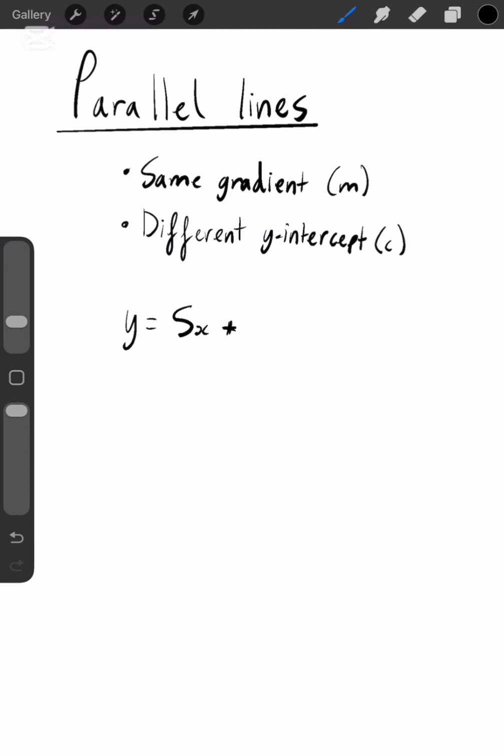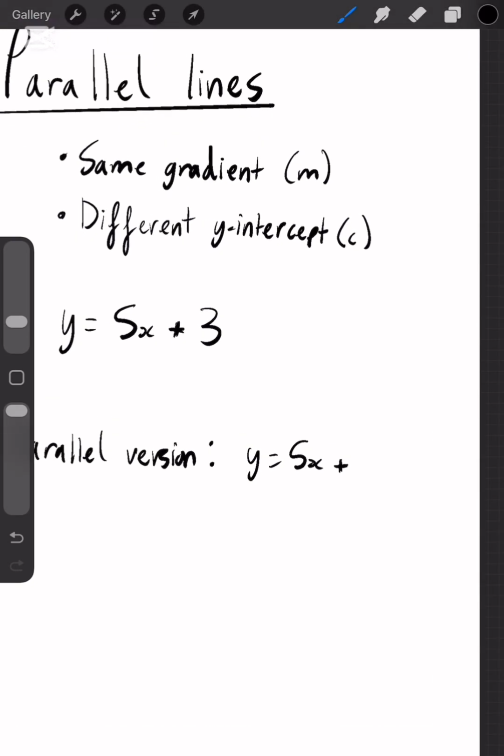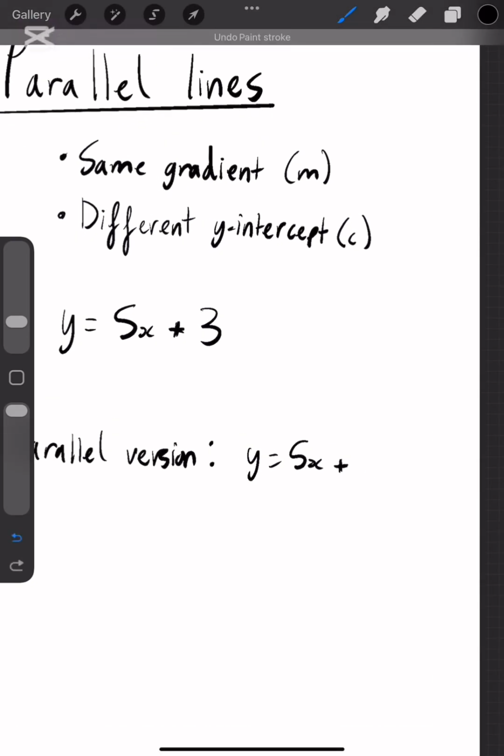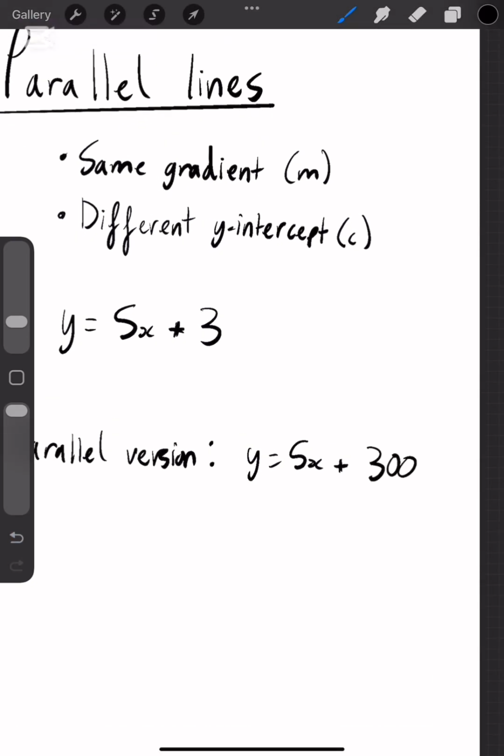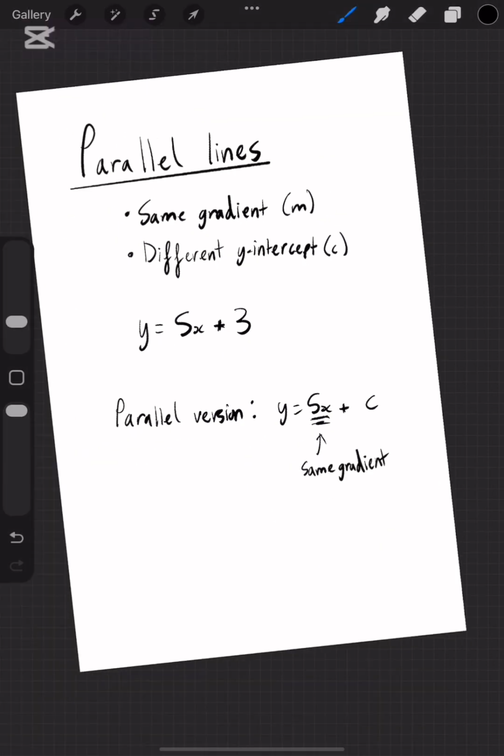Okay, so for example, we have a line y equals 5x plus 3. A parallel line to that would have y equals 5x again, plus any value of c. It could be 4, it could be 300. As long as the gradient stays the same, the line is parallel.